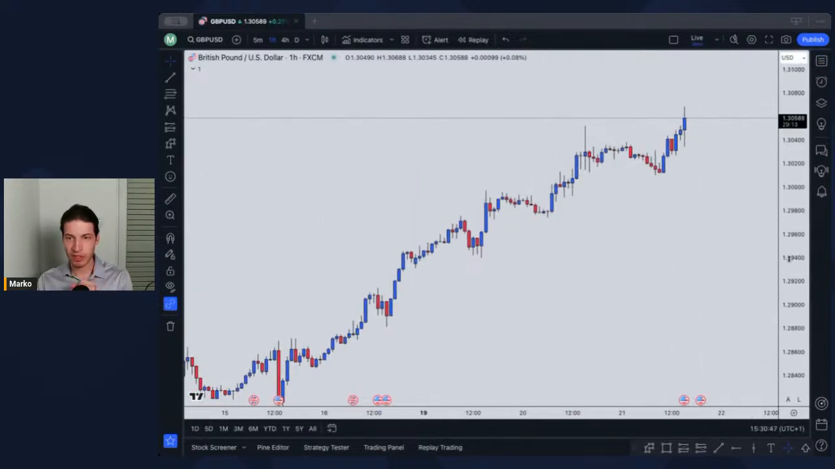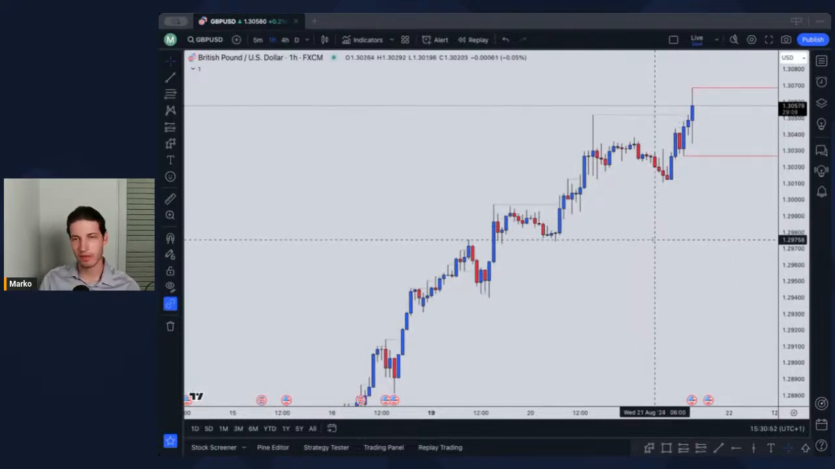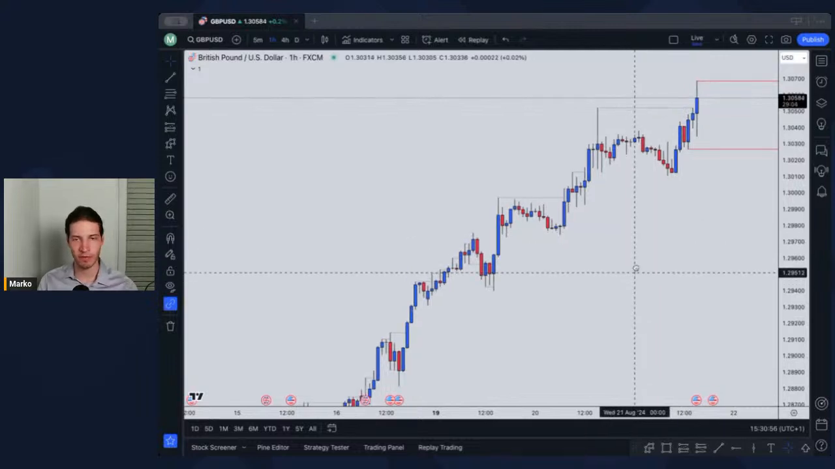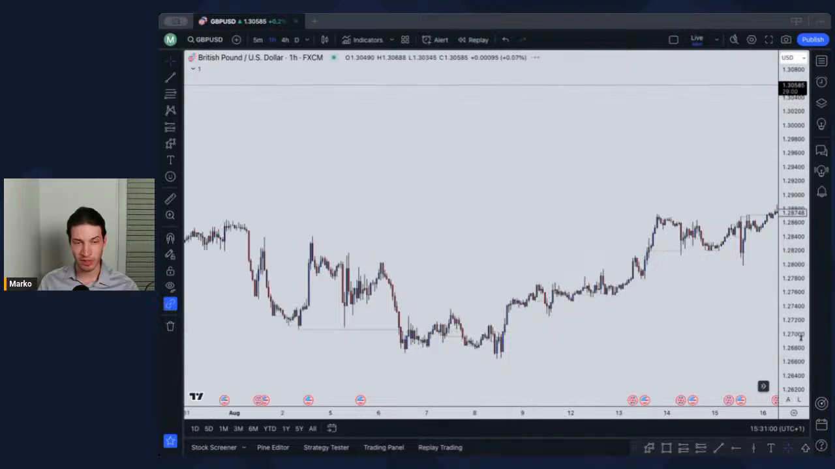Okay, pound and US dollar. Okay, this is interesting. This is very interesting. The pound has been very corrective and range bound in the last couple of months, but then on the 8th of August, it woke up.